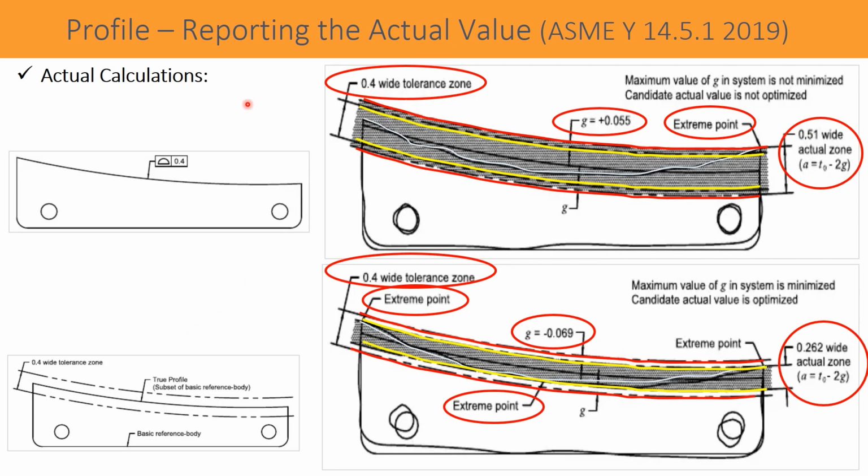Now let us take an actual case for calculation of the actual value of a true profile. Here is a drawing. This drawing shows profile control 0.4. It means this nominal profile or true profile is equally distributed as a bilateral tolerance, 0.2 on the positive side and 0.2 on the negative side. So taking some actual values in condition number 1 and condition number 2, let us discuss one by one how to calculate the actual values.